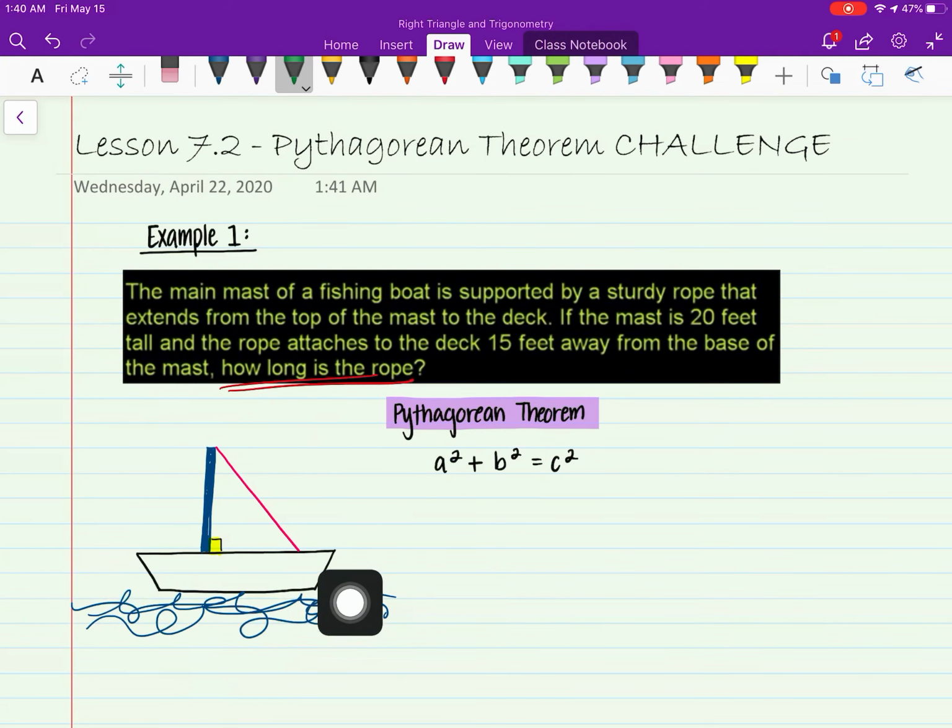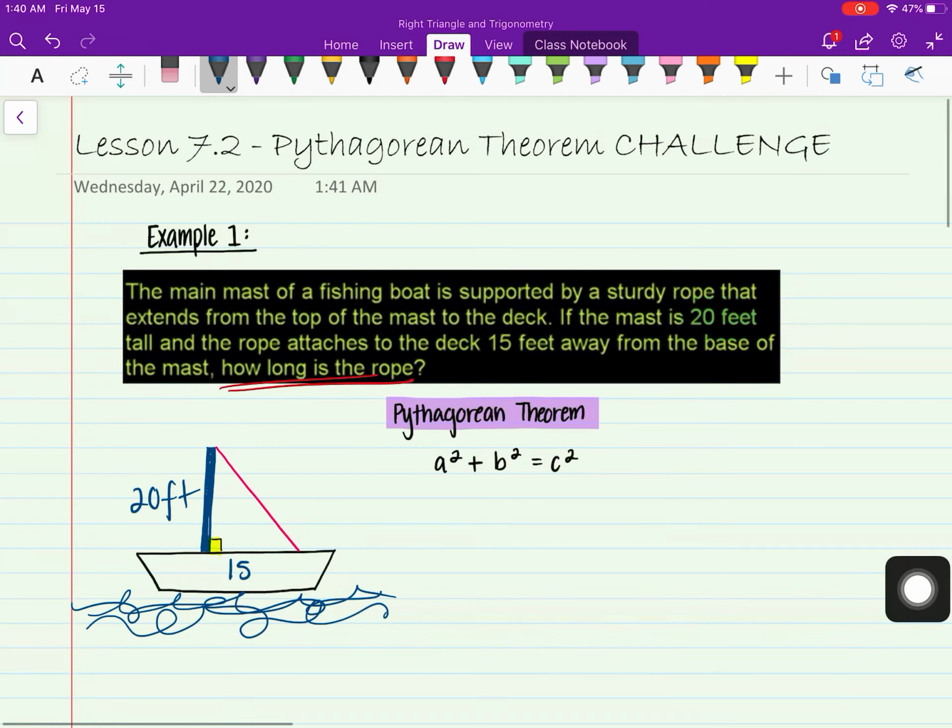Now, this word problem here is telling us that we have a fishing boat, and this fishing boat has a mast. Now, this mast measures 20 feet. Oh, it's black, you can't see the color, but this here is 20 feet. And it's also giving us another measurement of 15 feet, and that would represent the base from the mast to the rope. So from the mast to the rope, that would be 15 feet. And they're asking us how long is the rope.